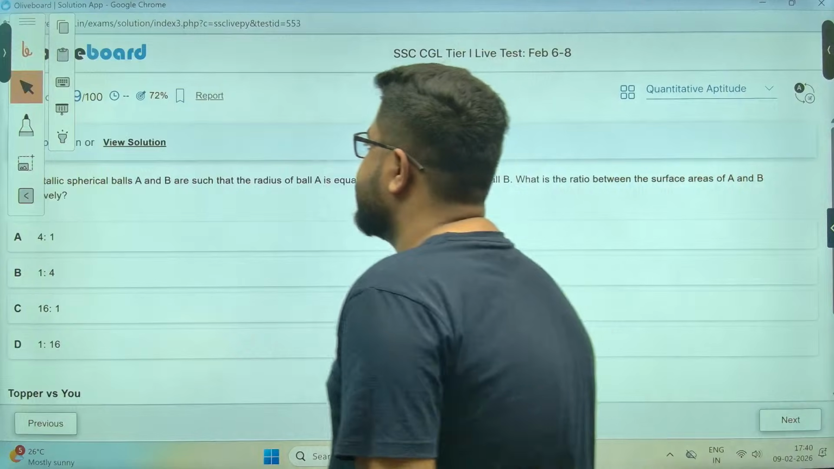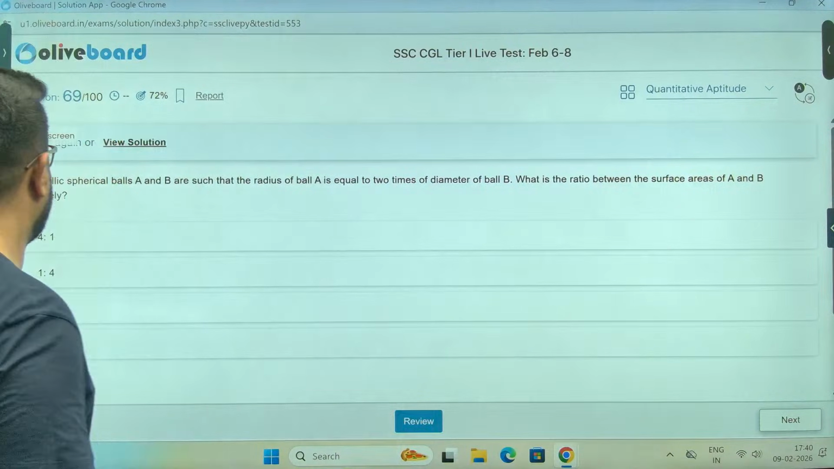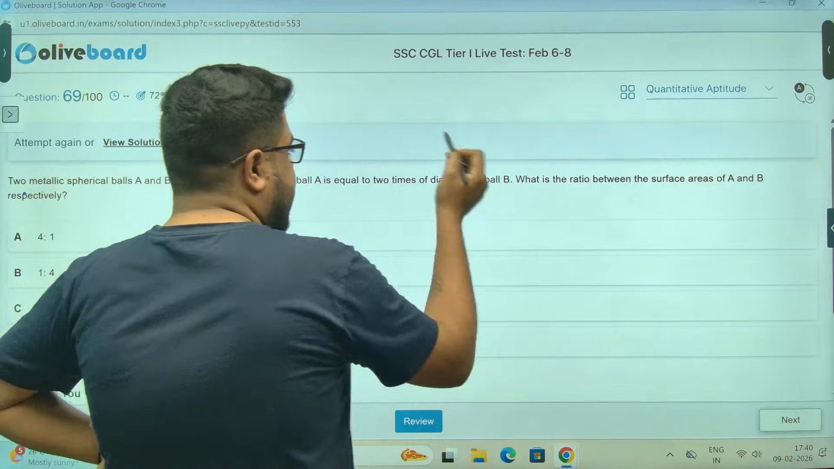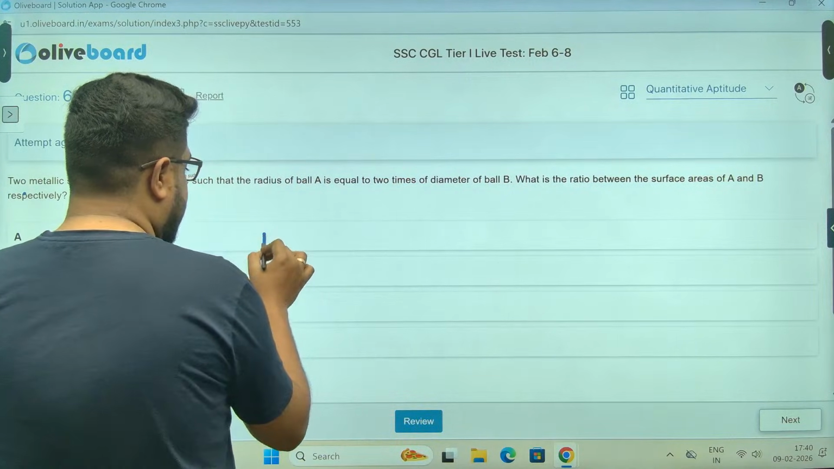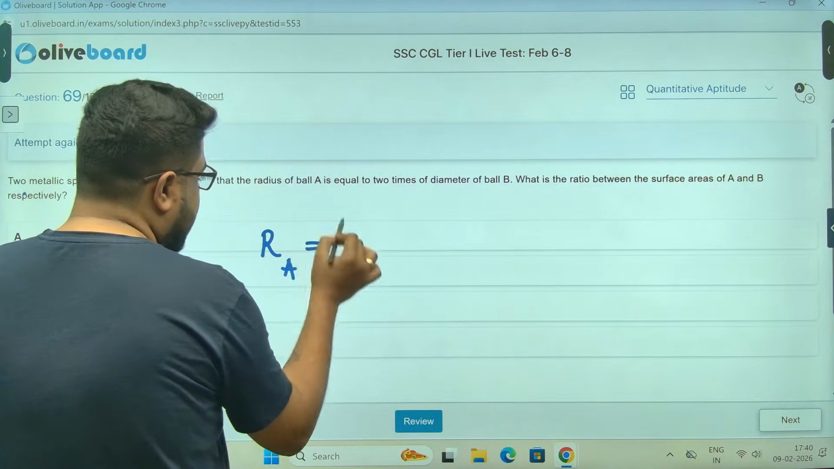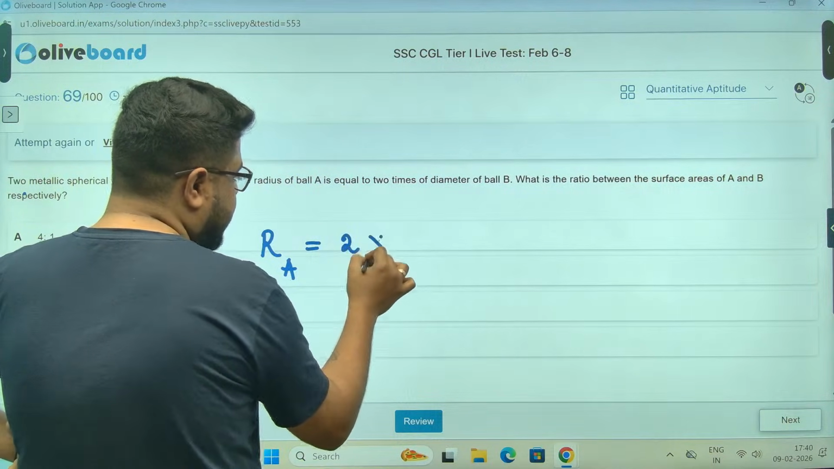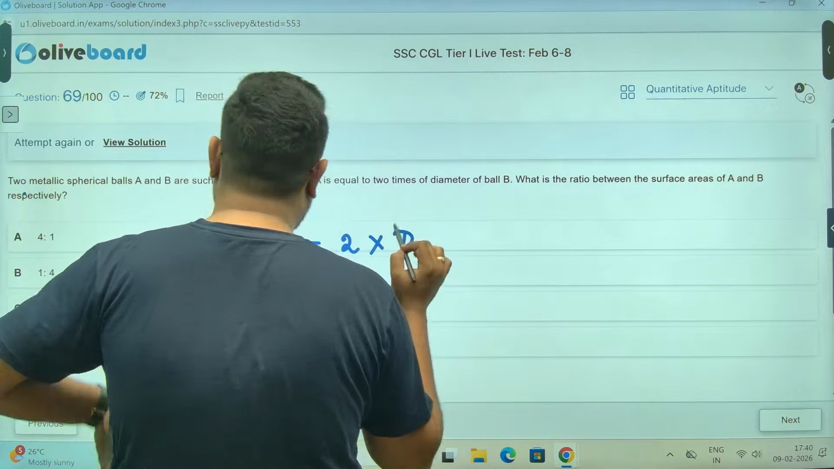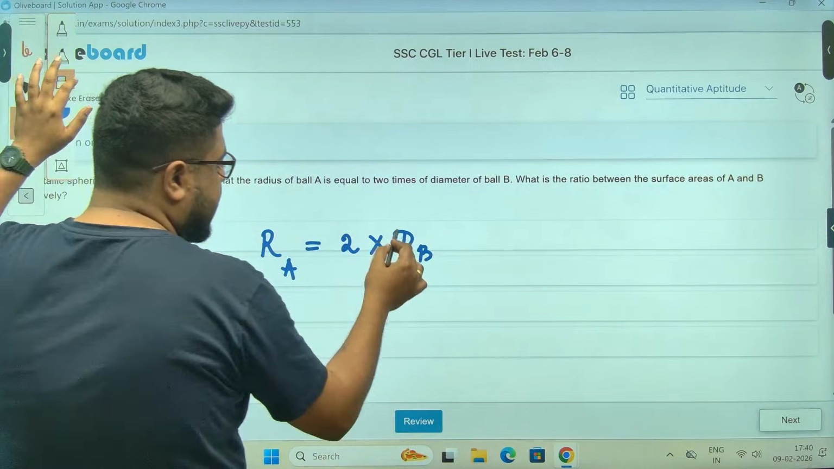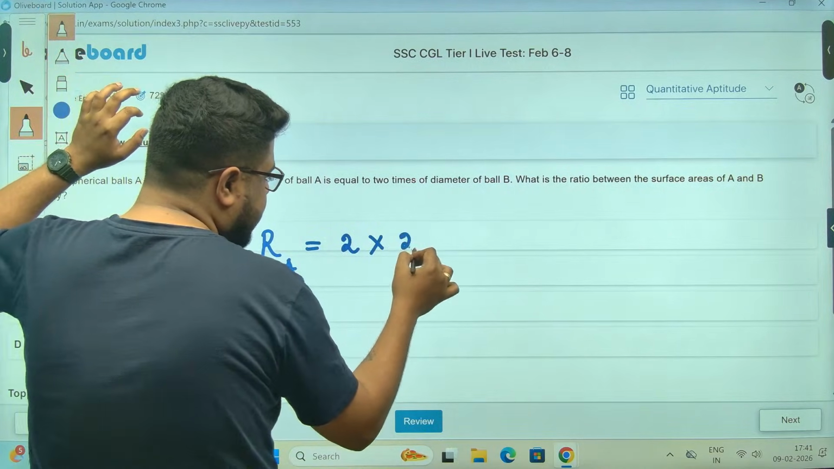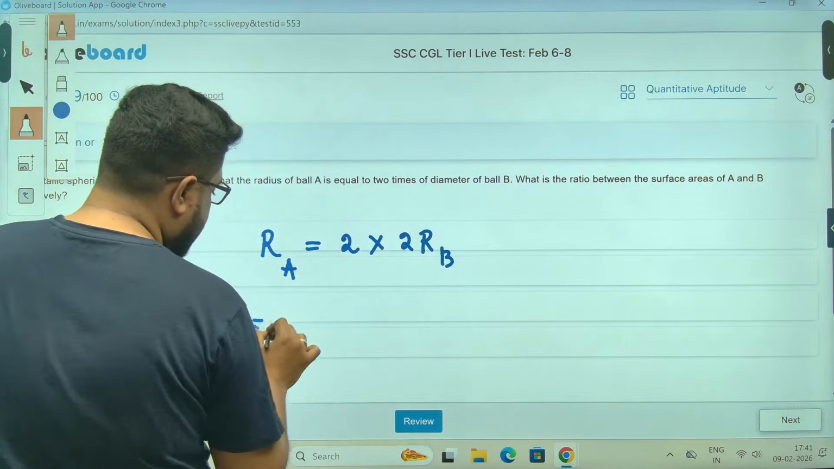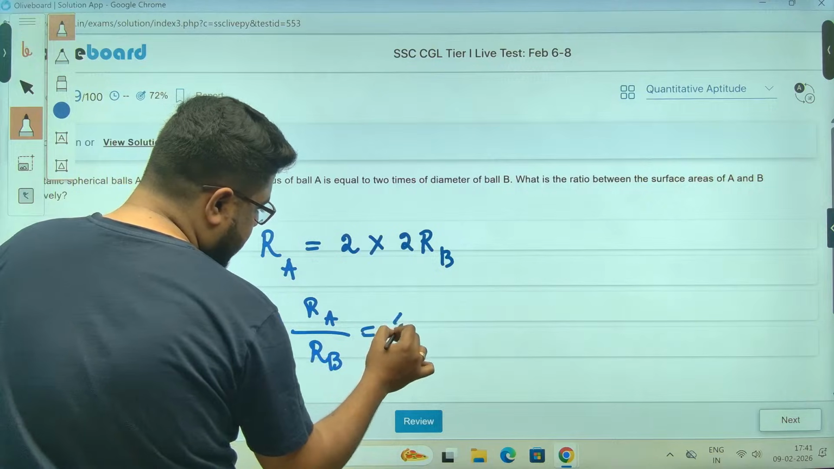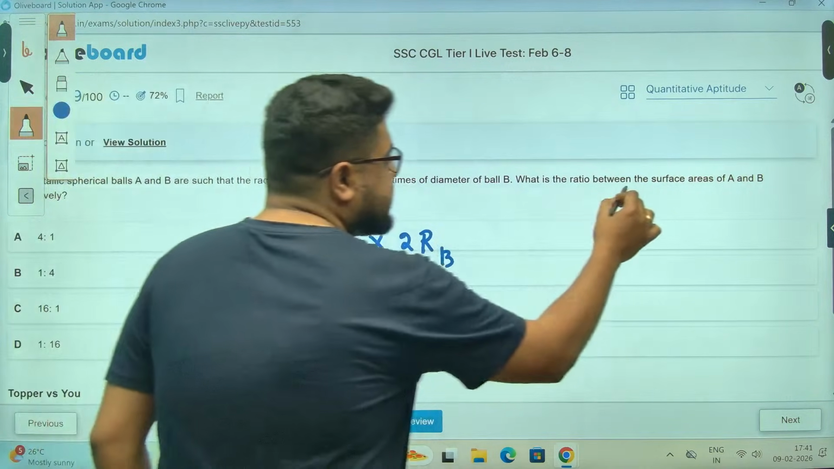Next one, please. Spherical balls. The radius of A is equal to 2 times the diameter of B. The diameter of B means twice the radius of B. So the radius ratio is 4 by 1. Now they are asking for the surface area ratio.